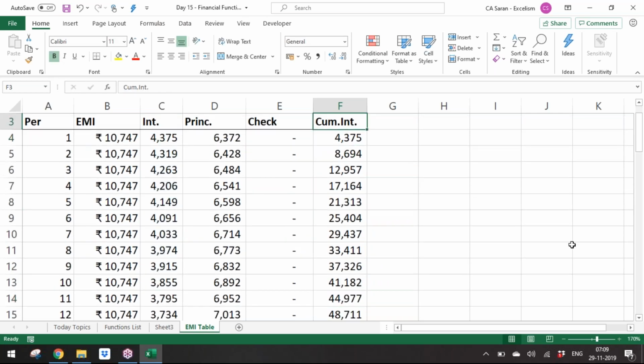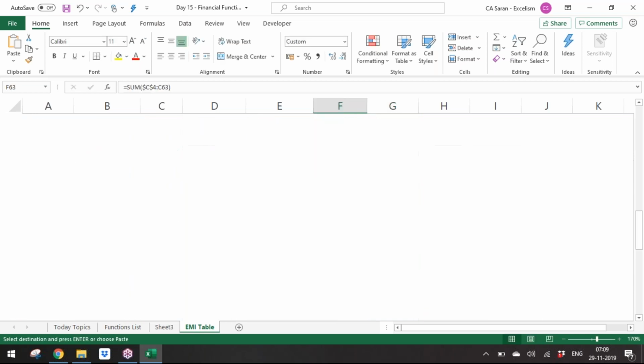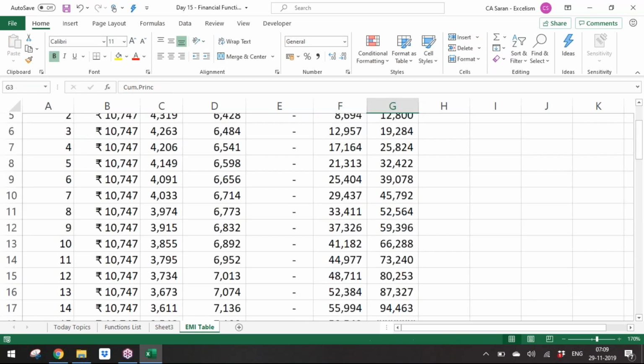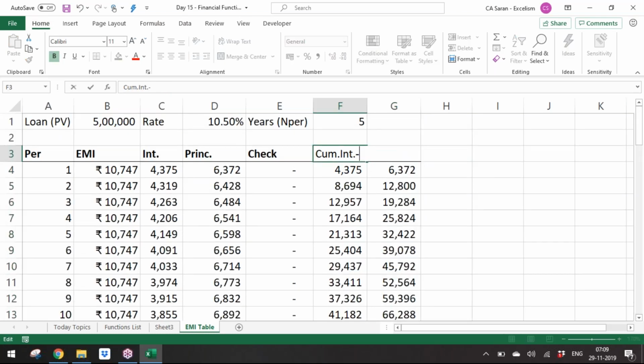Very simple. Now, if I want to calculate the cumulative principal, exactly the same methodology I can follow. Equal to sum of principal, then give the dollar symbol for this, then enter, copy, and paste. Absolutely. This is a manual method I have calculated.